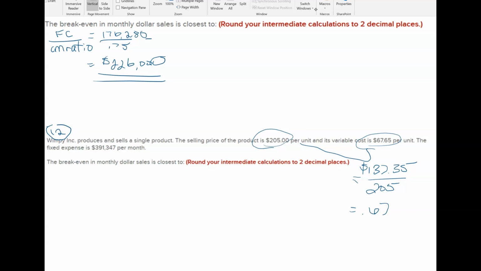Then take your fixed cost of 391,347 and divide it by the 0.67, and the break-even in monthly sales dollars is 5,084,100.